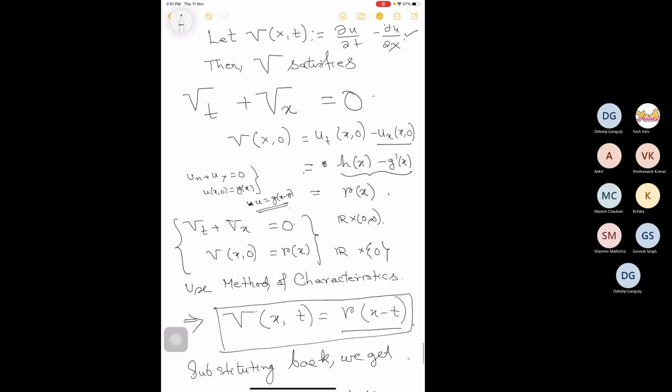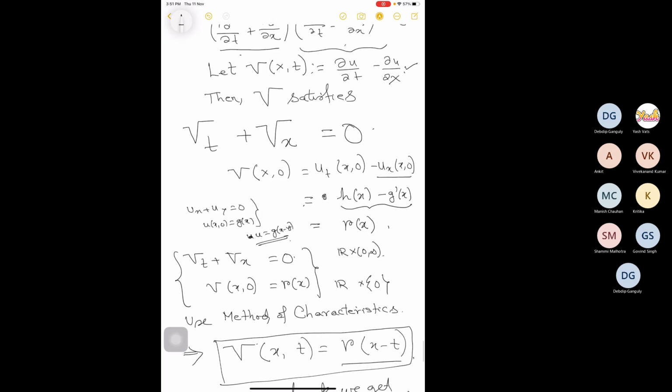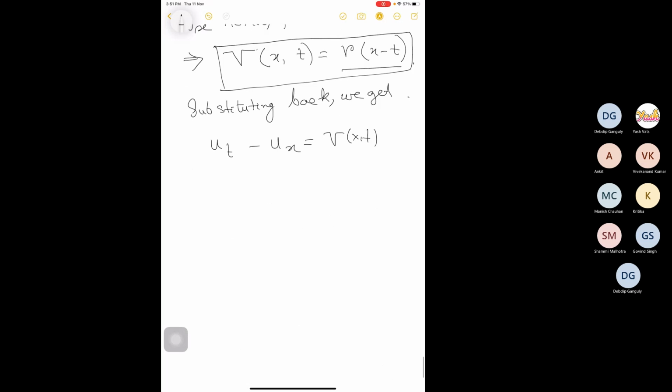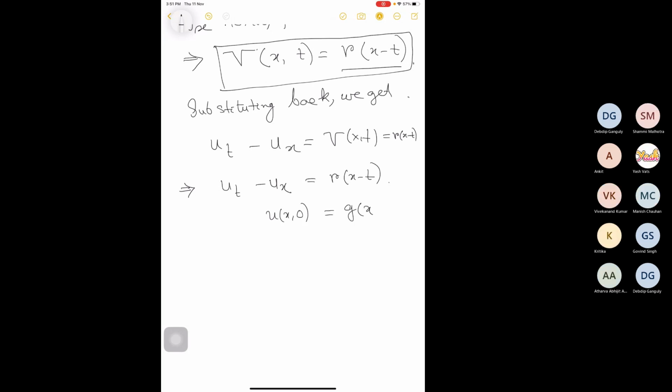Well, this is our assumption: v(x,t) is nothing but del u by del t minus u_x. Okay. So now the equation transformed to u_t minus u_x equal to some function r of x minus t, and u(x,0), we know that it's g(x). Who will tell me now how to solve this?